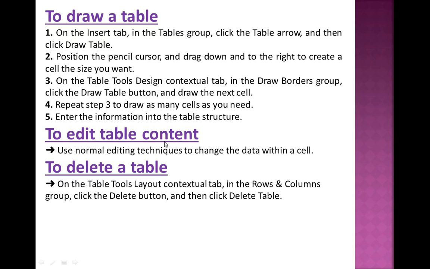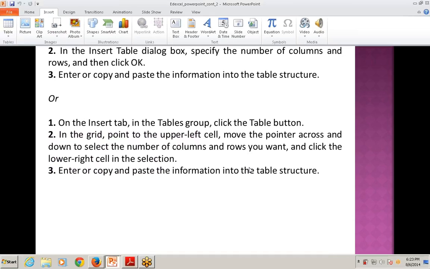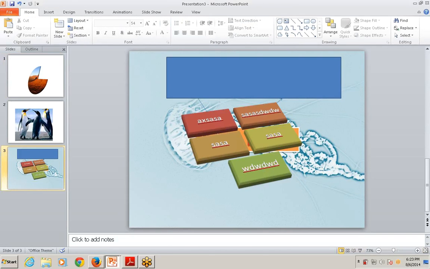Then how to edit the table contents. Use normal editing techniques to change the data within the cell. Then how to delete. Go to the Table Tools Layout Contextual tab. In the Rows and Column group, click the Delete button and then click the Delete Table. This is how we can insert and delete the table. Now let's see in a practical way how to insert the table.